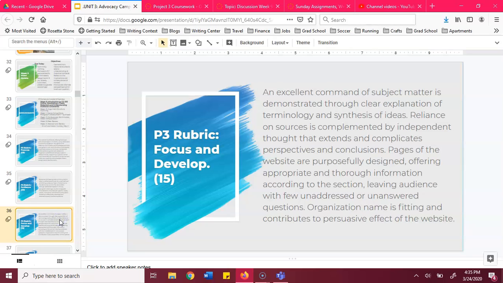Focus and development will be 15 points of this project, essentially making sure that you dig into the information, that you remain focused on your singular topic rather than branching off into a number of the tangentially related concepts that you might be tempted to do, and making sure that each page is purposefully designed and all comes together to help you achieve your purpose.